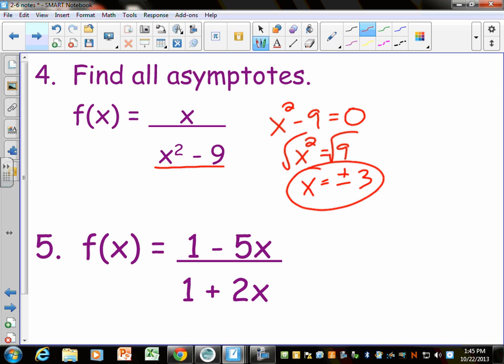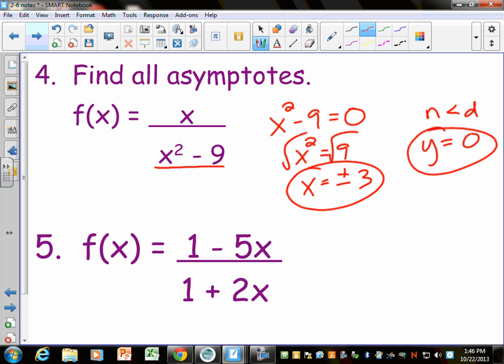Horizontal asymptote, there's no work to show, but you got to know the rule. In this case, the numerator has a degree of 1, the denominator has a degree of 2, so the numerator is less than the denominator. What does that mean for my horizontal asymptote? If the numerator is less than the denominator, right, so we say y equals 0. Horizontal asymptotes are always y equals a number, and it's just y equals 0. There's no work to show.